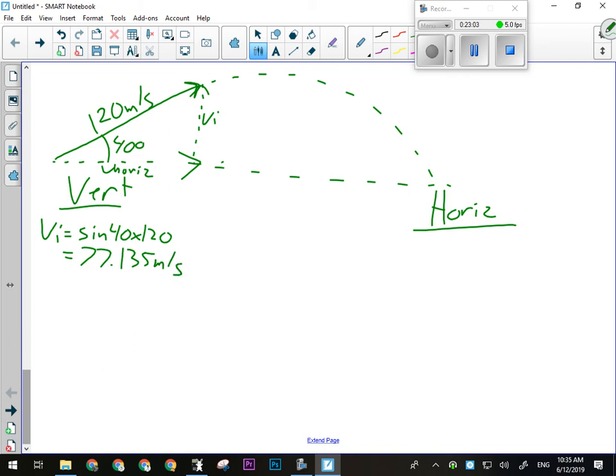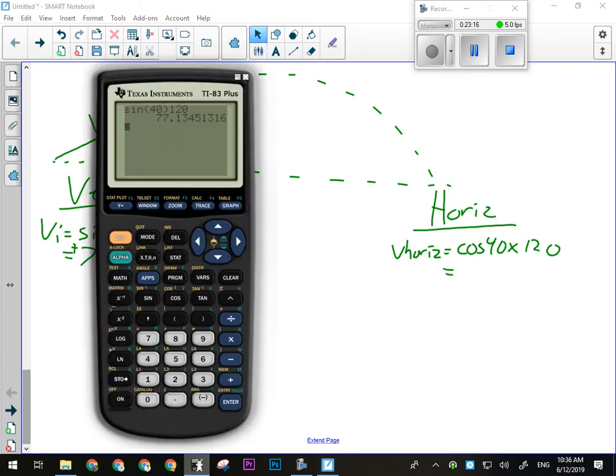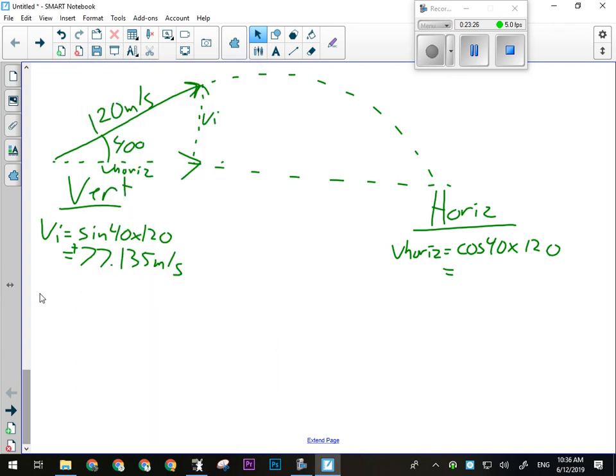77.135 meters per second, and that's positive. Horizontally, it's the adjacent side, so we'll go cos of 40 degrees times 120. All right, so 91.925 meters per second.